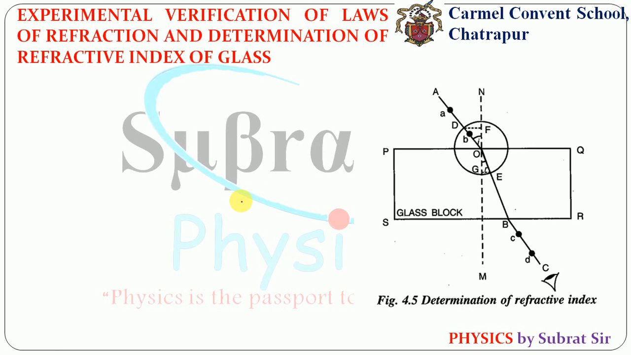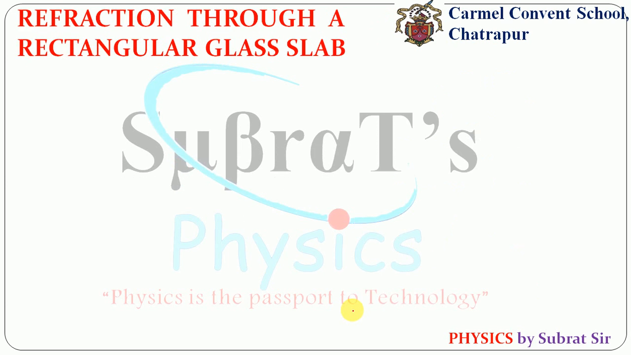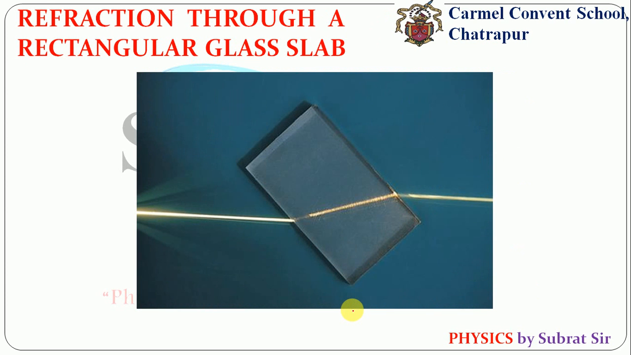Then, the incident ray AO and the refracted ray OB are in the plane of paper, in the same plane. This is the plane of paper, this is the incident ray, this is the normal, and this is the refracted ray. These all lie on the same plane, which verifies the first law of refraction. So then we have refraction through a rectangular glass slab. This is also called a glass block.